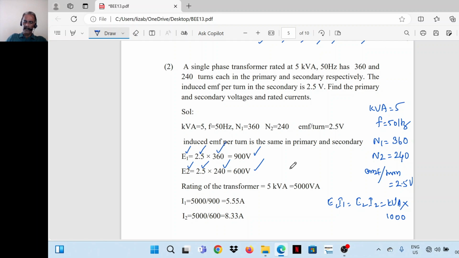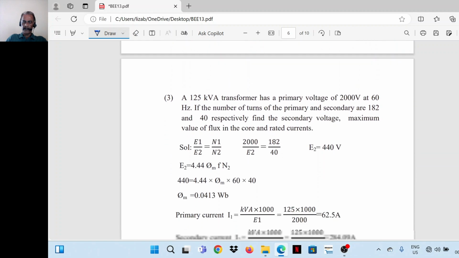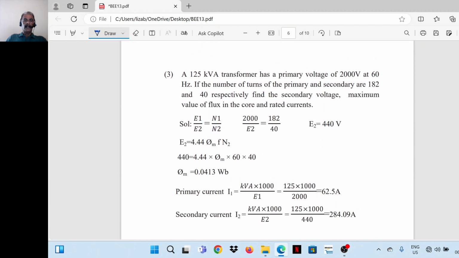So E1 I1 is equal to 5 kVA, that means 5000 volt ampere. So I1 is equal to 5000 divided by 900. That is 5.55 ampere. Then E2 I2 is also equal to 5000. That is I2 is equal to 5000 divided by E2. E2 is 600. So 5000 by 600 is 8.33 ampere. So primary current is 5.55. Secondary current is 8.33.